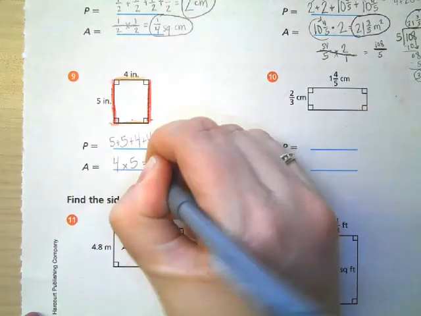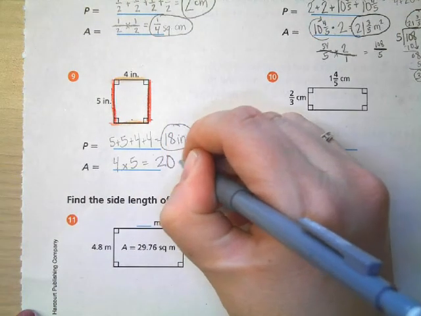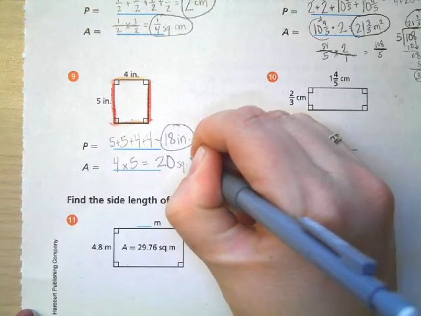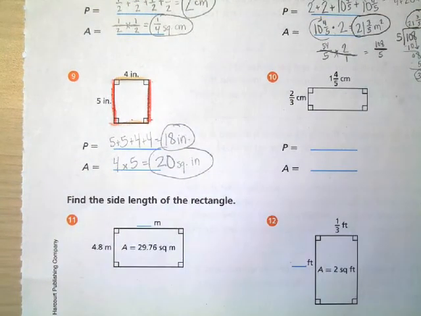Okay, to find the area, we do length times width. Well, this one happens to be 4 inches long and 5 inches tall or wide. So it's 20. And you can do inches squared, or you can write it like this, square inches. Doesn't matter.